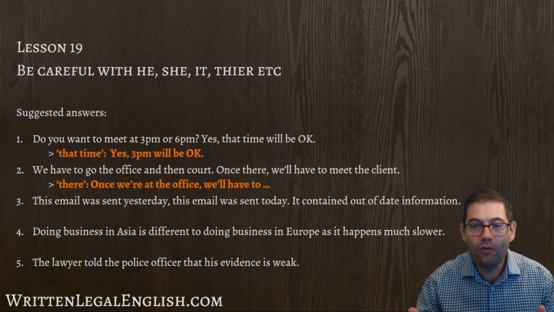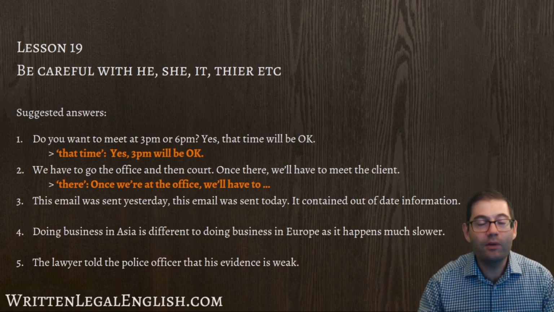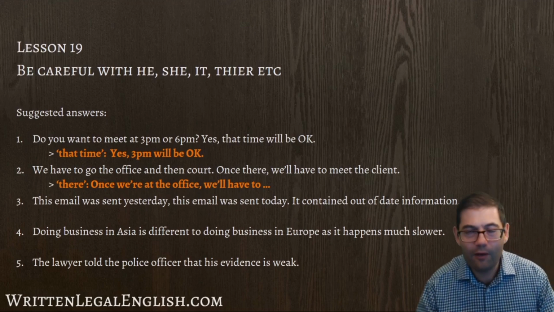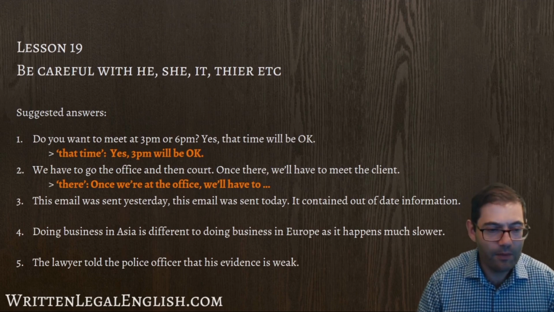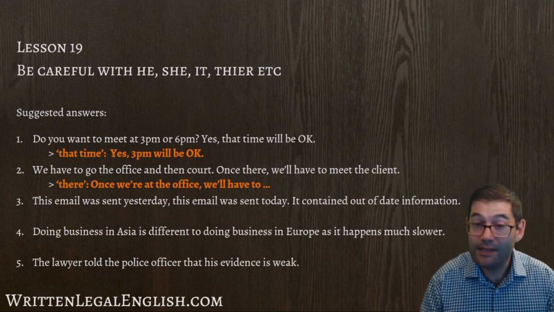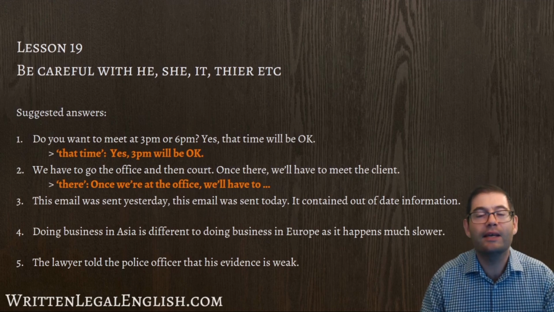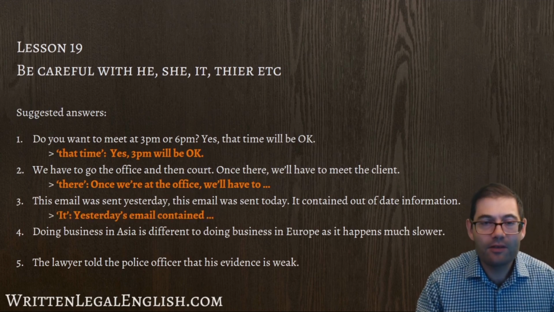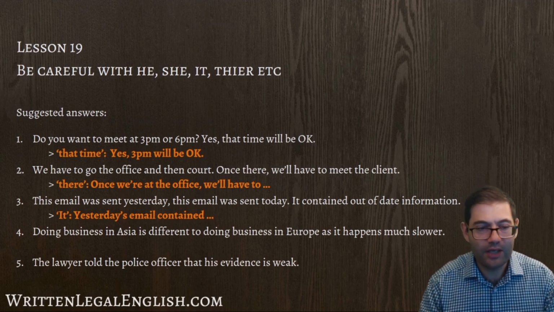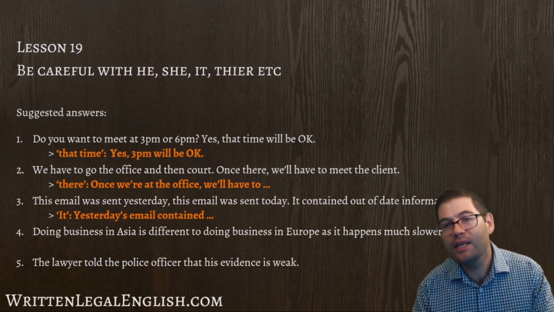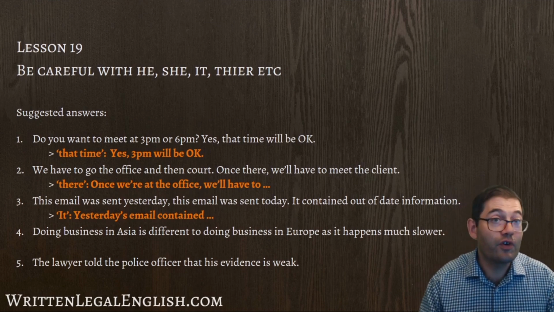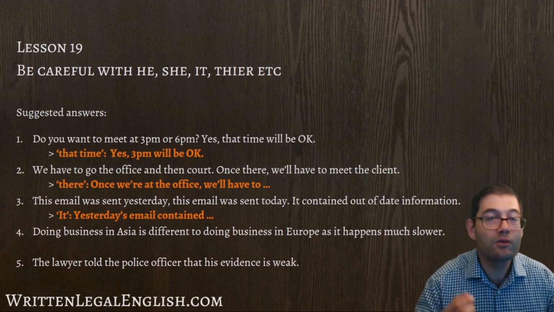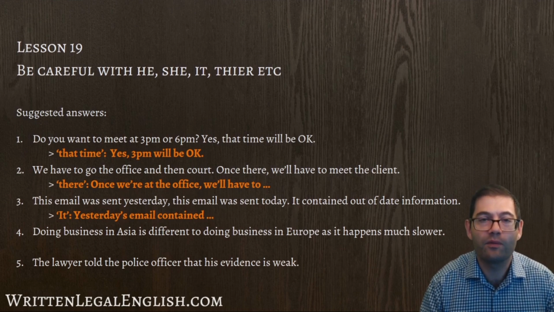So here, if you get this, once there we'll have to meet the client, you really will have in your mind a question. So where are we meeting the client? Are we meeting the client here or there? For number 3, this email was sent yesterday, this email was sent today. It contained out-of-date information. And the problem word here is it, because in the first sentence we're talking about two things. The email that was sent yesterday or the email that was sent today. It could refer to both of those things, so we need to specify. So yesterday's email or today's email contained out-of-date information.